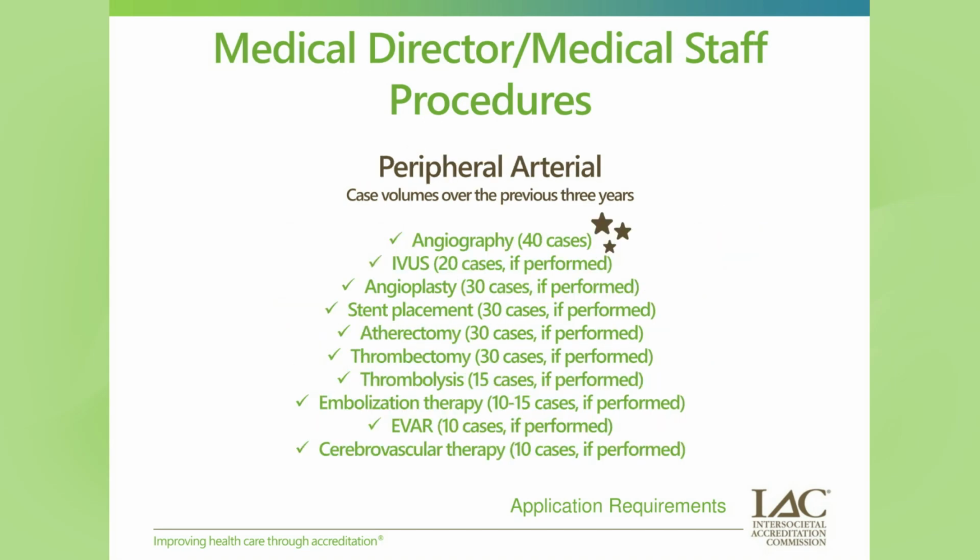Peripheral arterial, we have our little stars here for angiography. So that's your winner there. In order to apply for peripheral arterial, your medical director and staff must have performed at least 40 cases over the previous 3 years, each staff member, not combined. That might be a little bit confusing. If you're the medical director, you must have 40 cases. Any additional medical staff must have 40 cases also.